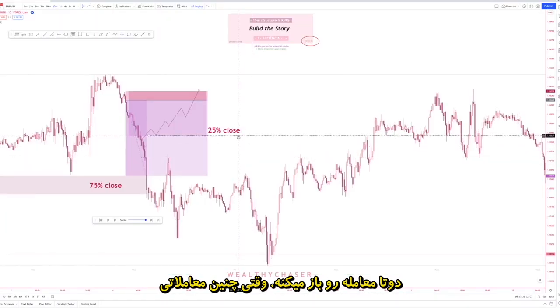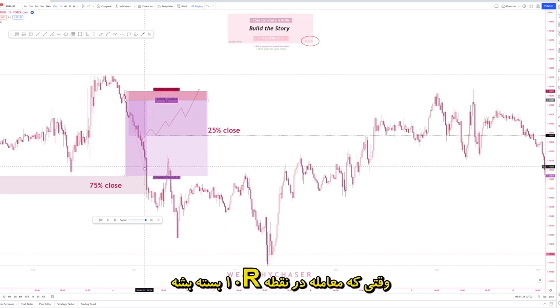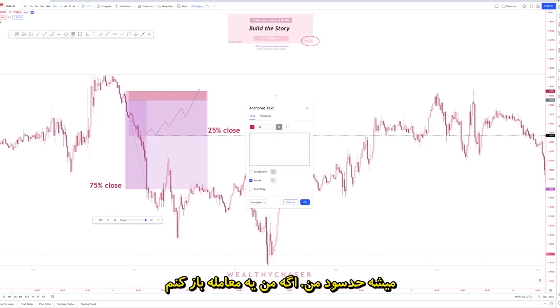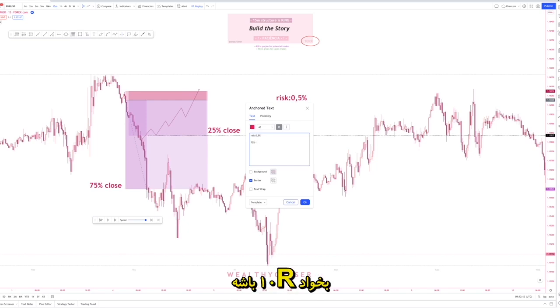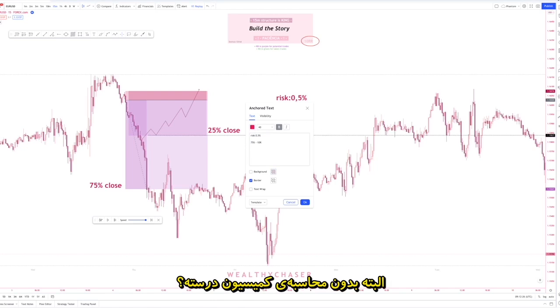When we open a trade like this and the trade closes at 10R, what will be my profit? If I open a trade and I'm risking 0.5%, and 75% of my position is going to be 10R, we're going to do very quick math without counting the commissions, of course. If 100% of my position closed at 10R, we would have 10 times my risk.